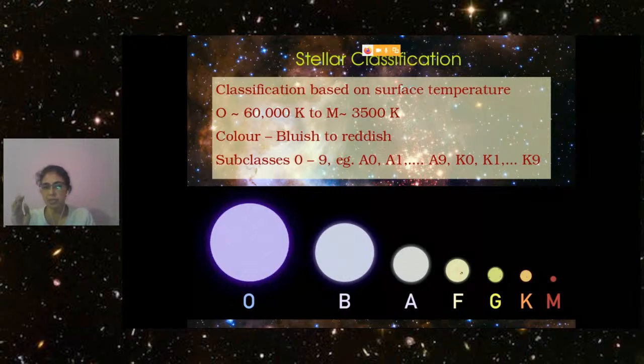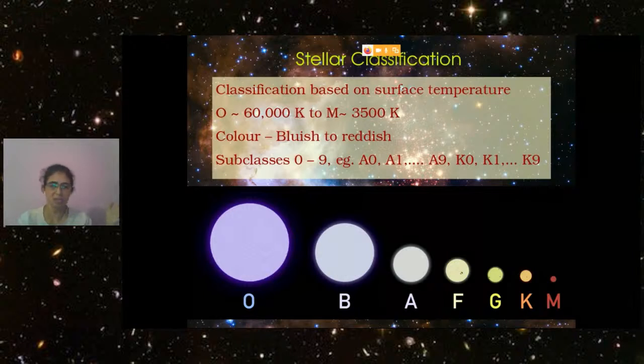But this surface temperature, mind you, is very different from the temperature in the very core where the nuclear fusion will be occurring. The nuclear fusion that I talked about happens in the very core, at the very center, where the pressure and temperature are high enough for nuclear reactions to proceed. That produces enormous amounts of energy, which is then transmitted throughout and comes out from the outer layers.